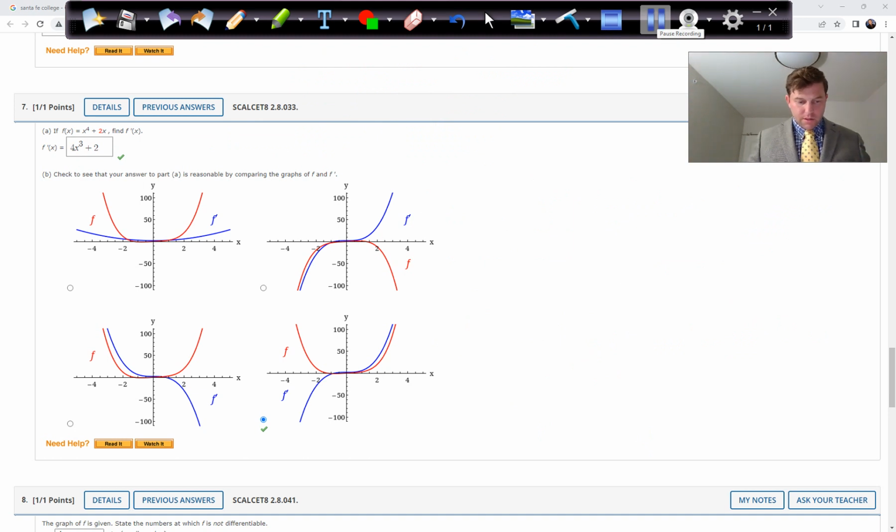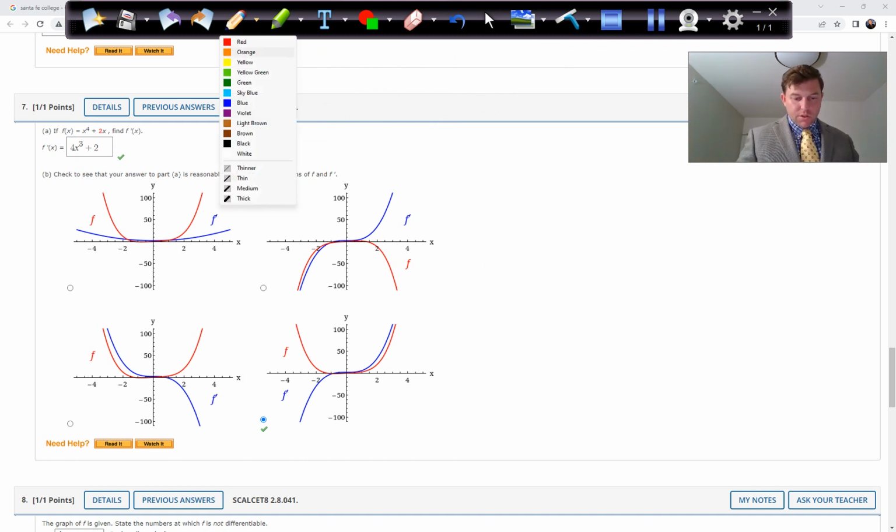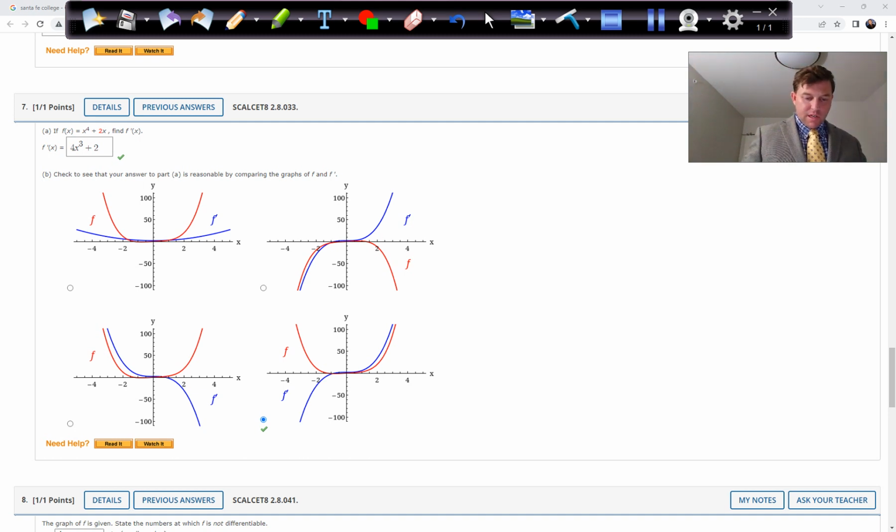Okay, now we want to look at the actual function. So x to the 4th plus 2x will be a parabola that points up because it's positive and it's an even power. So it should look like a bowl. So the best picture is either the top left, so they're doing red for the original function, either top left or bottom right. So right away, because this one points down, it's out because this was positive. The x to the 4th was positive.